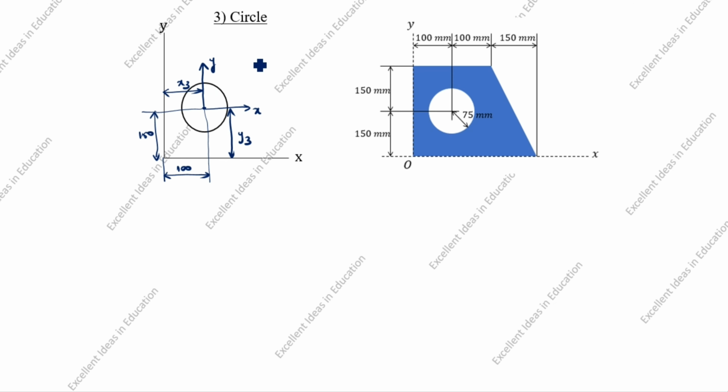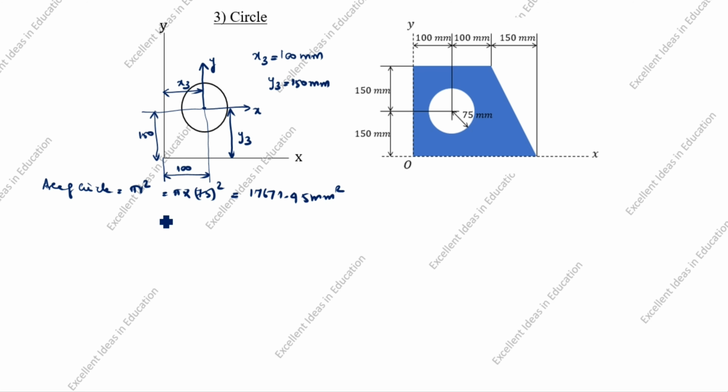How will you calculate the x3 value in this case? X3 is equal to, you see, x3 is this one, 100. Directly you take 100 mm. What is y3? So here to here only is y3. So y3 is equal to 150 mm. What is the area of the circle formula? Area of circle is equal to pi r square. Pi into, what is the r value? You see 75 is given. So not diameter, this is radius, 75 square. What is the value? 17671.45 mm square. This is A3.